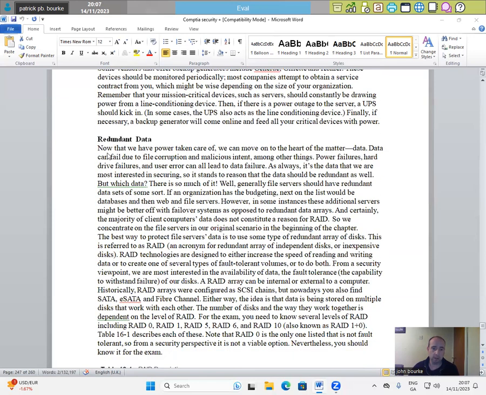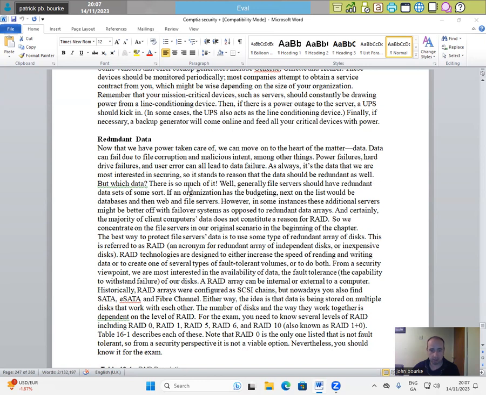Now that we have power taken care of, we can move on to the heart of the matter. Data. Data can fail due to file corruption and malicious intent, among other things. Power failures, hard drive failure, and user error can all lead to data failure. As always, it's the data that we are most interested in securing, so it stands to reason that the data should be redundant as well.